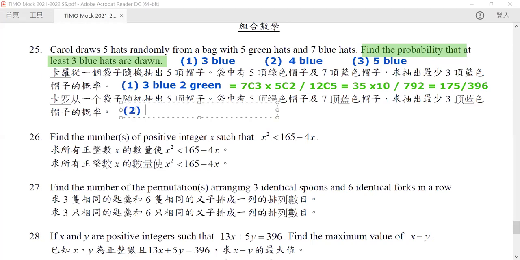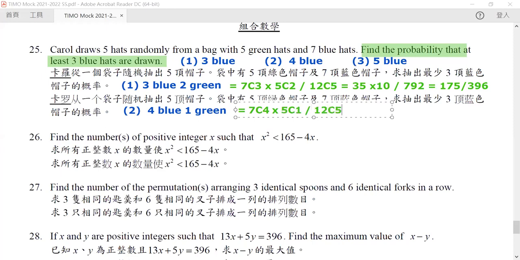The second case will be 4 blue and 1 green. Just like for 3 blue and 2 green, it will be equal to we choose 4 from 7, and then we choose 1 from 5, and then divide by our 12C5. Because 7C4 is exactly the same as 7C3, it will be 35, but this time it will only have 5. It will be 35 times 5 divided by 792, and hence the answer is exactly half of the number that we got.